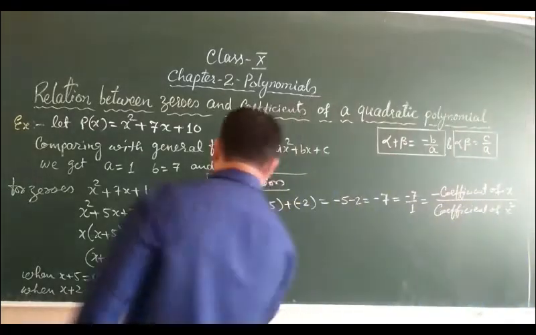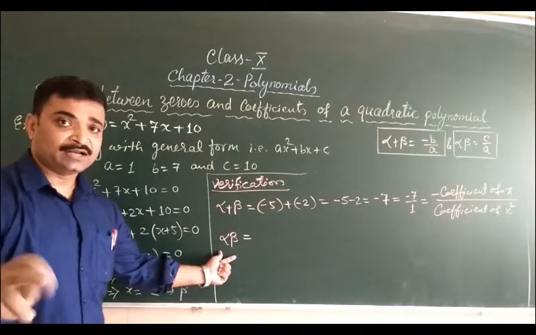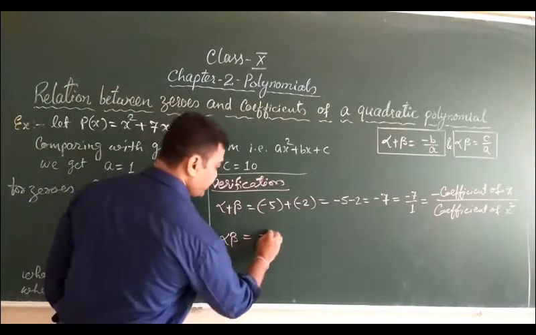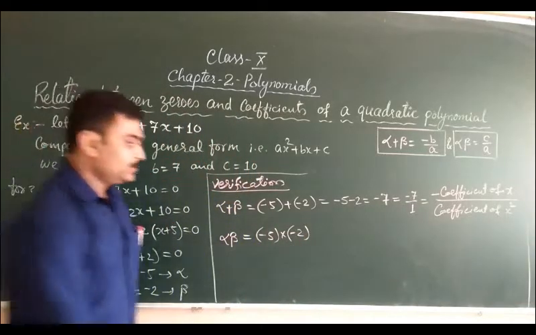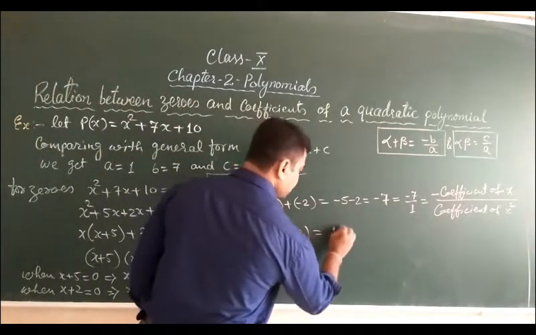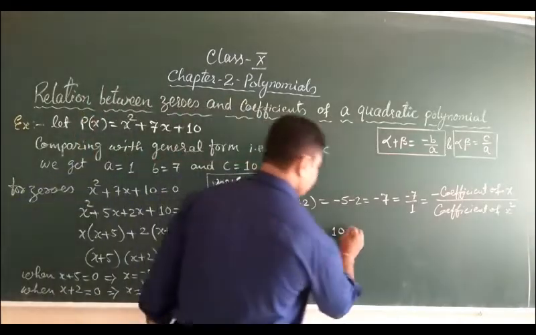Similarly, we will take alpha beta, means alpha into beta, that is minus 5 into minus 2. Got it? Minus 5 into minus 2 is 10. And 10 can be written as 10 upon 1.